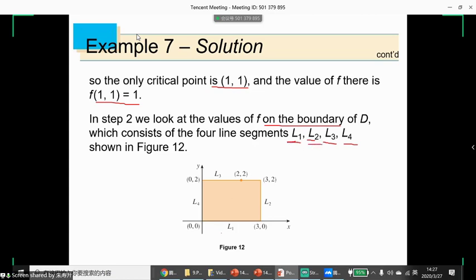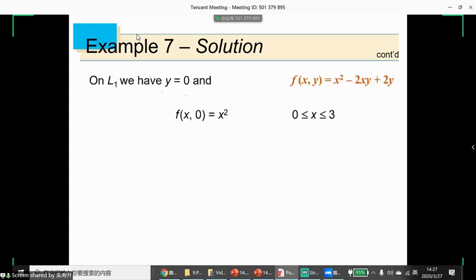We take L1, which is y equals 0. So we take y equals 0 in the function. Here is the function. We get 0 here and 0 here, so we only get x squared. We know x is bigger than 0 and smaller than 3, and this is an increasing function. So this point is the smallest point, and this one is the biggest point.